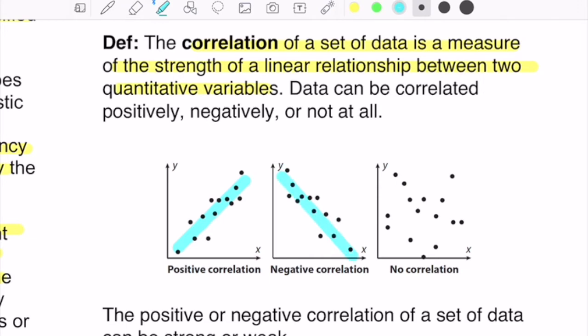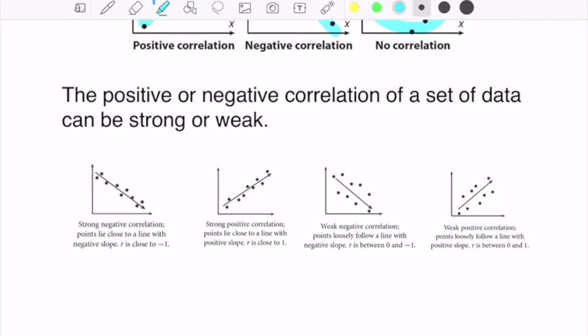When data has no correlation, it just means that the points are scattered. So it doesn't follow a line up or down. It kind of just looks like a blob. The positive or negative correlation of a set of data can either be strong or weak. So strong negative means that the points are all really close to the line and the line is going in a downward direction. Strong positive means that the points are all really close to the line, but the line is going in an upward direction.